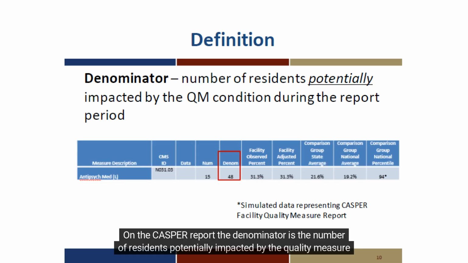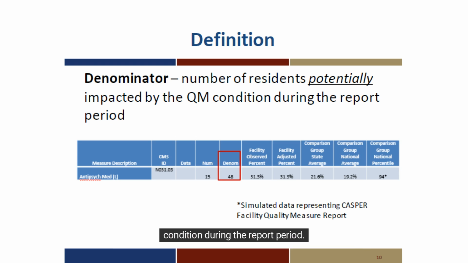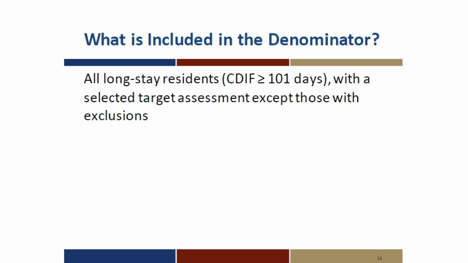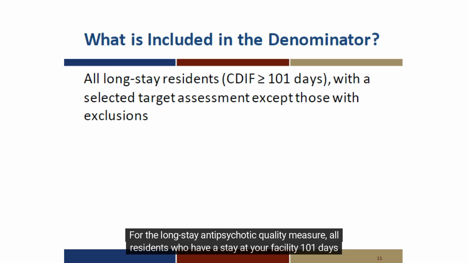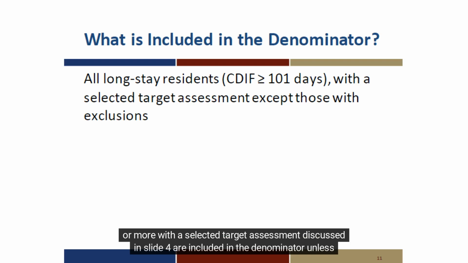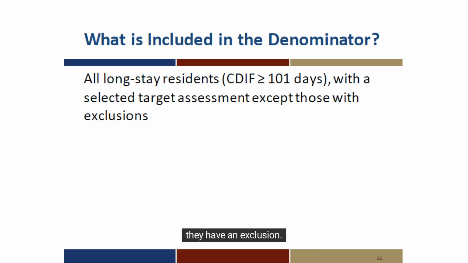On the CASPER report, the denominator is the number of residents potentially impacted by the quality measure condition during the report period. So, in this example, 48 residents are part of the denominator. For the long-stay antipsychotic quality measure, all residents who have a stay at your facility 101 days or more with a selected target assessment discussed in Slide 4 are included in the denominator unless they have an exclusion.